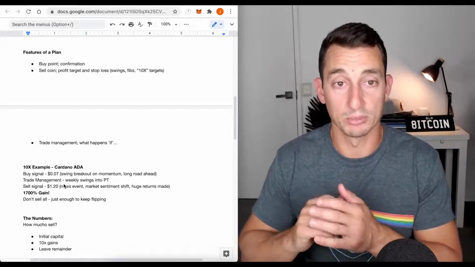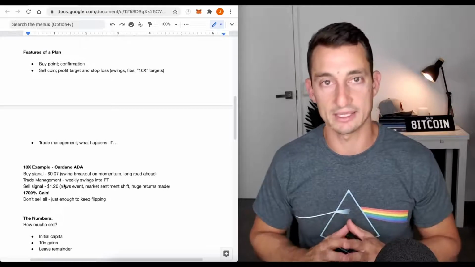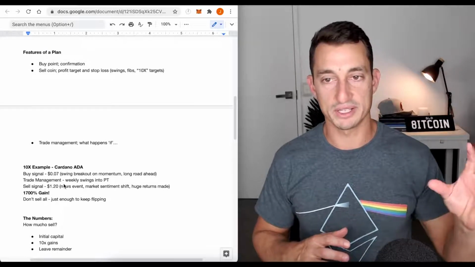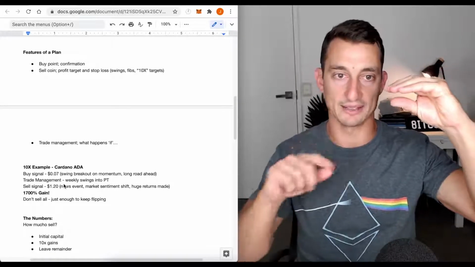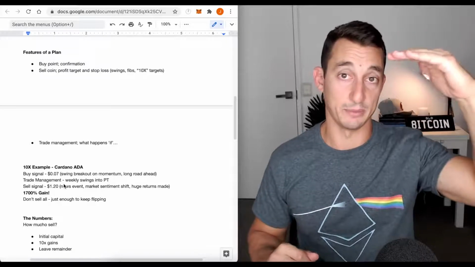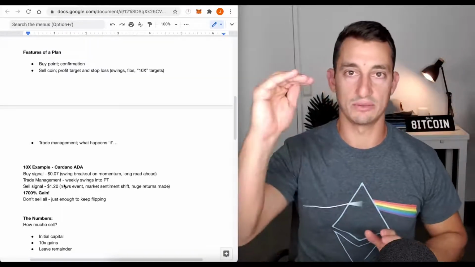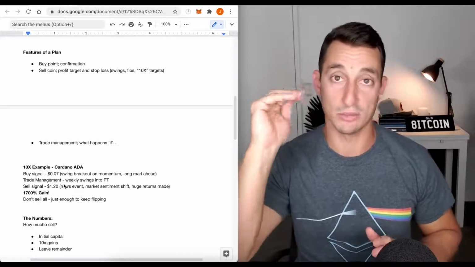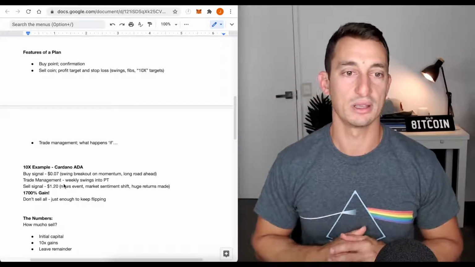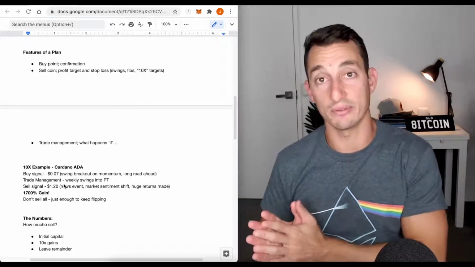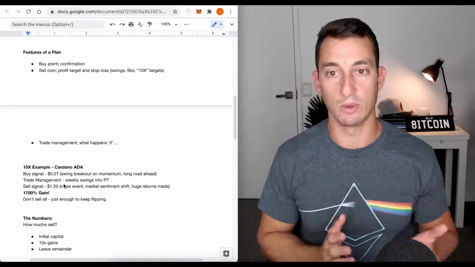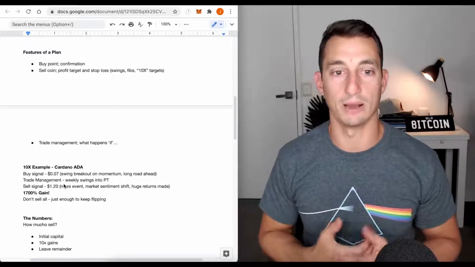Profit targets, stop loss, swings, fibs, 10x targets. So when selling a coin, we've got a profit target in mind. What is that? Are we going to exit on a swing? Are we going to exit at a Fibonacci level? Do we just have a 5x, a 10x, a 20x in mind and just sell no matter what? Trade management: what happens if the market isn't going the way we expect it to? When do we get out? What do we look at?